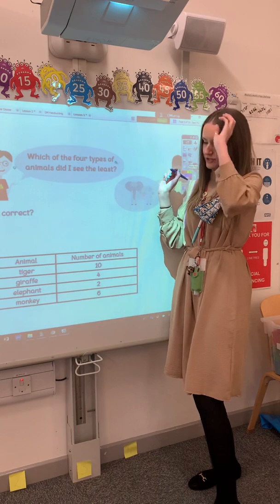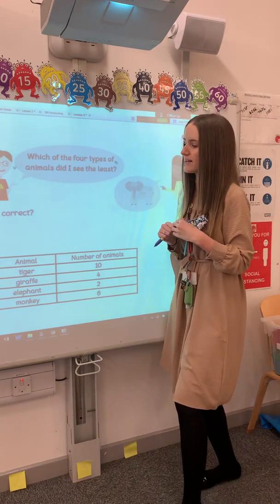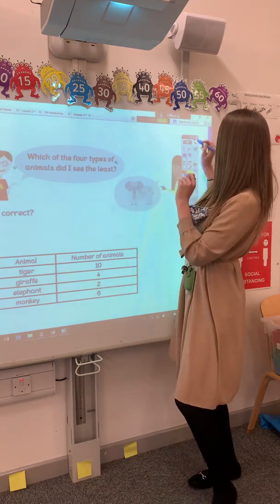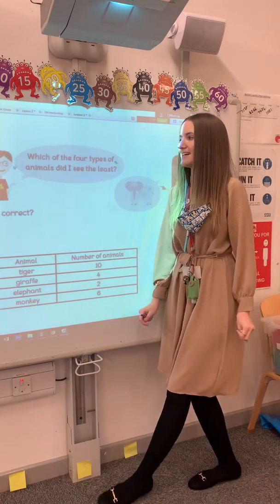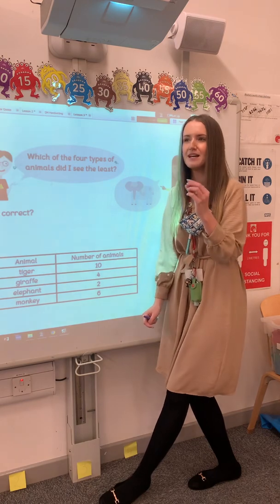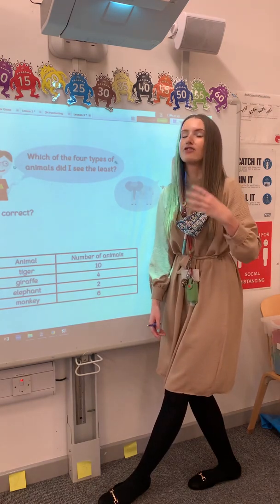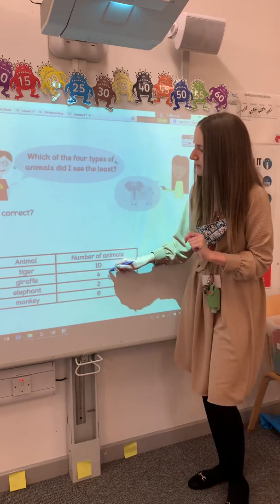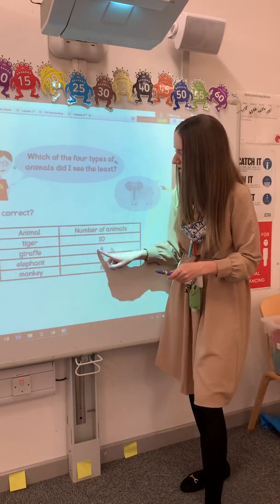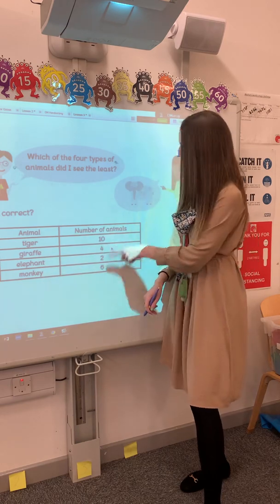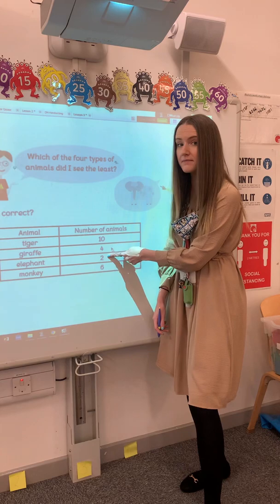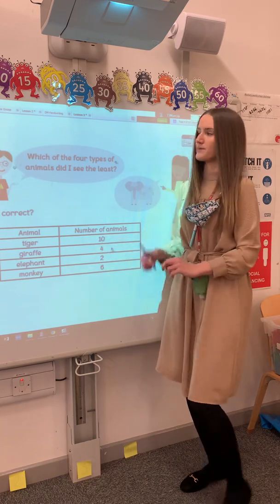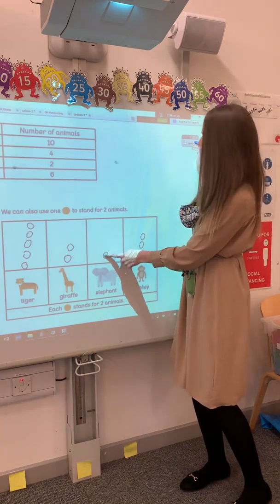Okay, now we've got some statements that these children are saying, and we need to decide if they are correct or not. So Charles asks Lulu, which of the 4 animals did he see the least of? So the fewest, and the fewest means the smallest amount. And Lulu is saying he saw the fewest elephants. So have a look at this table. Tiger, giraffe, elephant and monkey. Do you agree? That's right, he did, because 2 is smaller than the other numbers. And we can see that on the pictogram very clearly. Okay, well done.